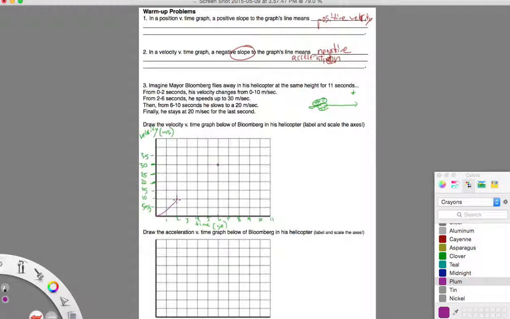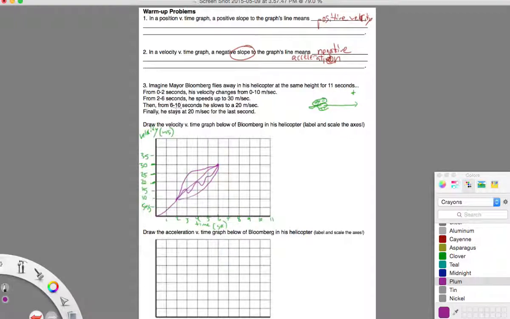So now he goes like this. And again, this line could be anything. It could have been like this. It could have been like this. There's nothing in the problem. It could have been like this. There's nothing in the problem that tells you it's a straight line, but I just drew a straight line the very first time. It could be any of those. So the important points are right there and right there.